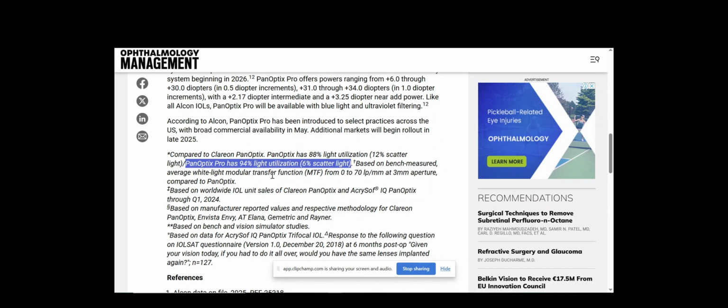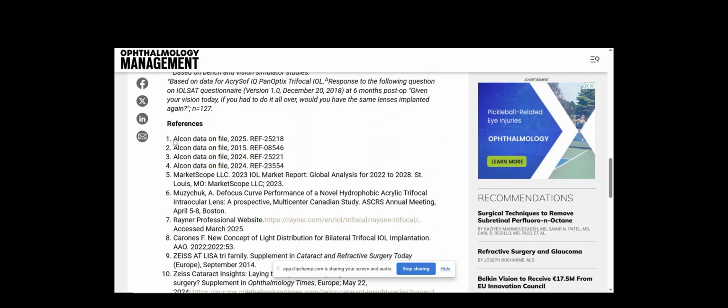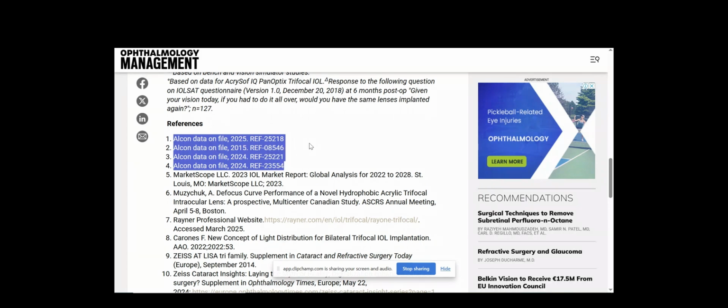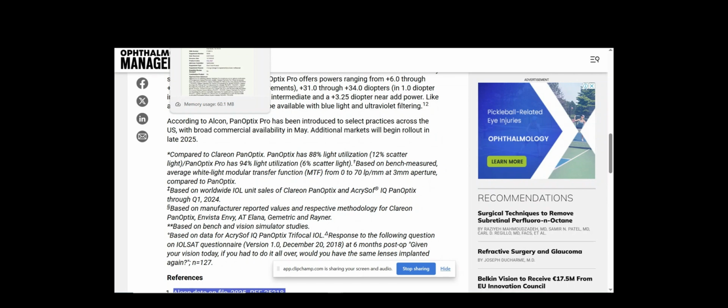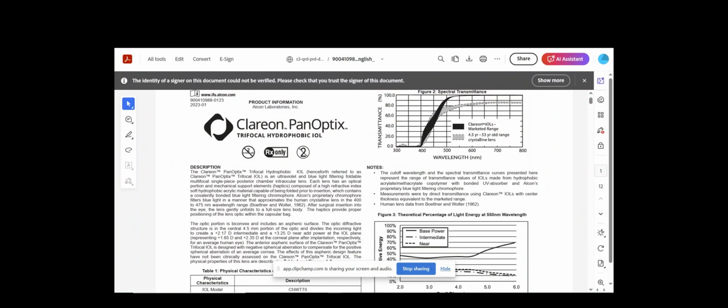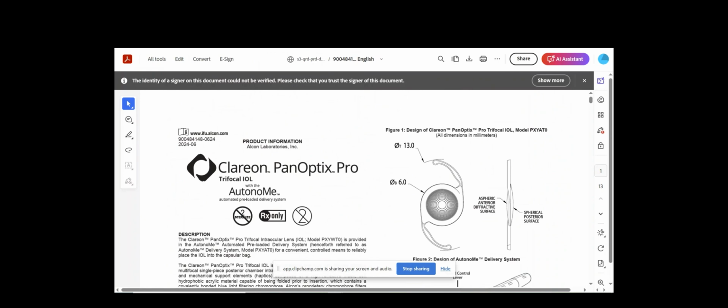Before I go ahead, a caveat: not much information is available about how the Panoptix Pro utilizes 94% of light and reduces light scatter by 6%. Not much information is there. Most of the information quoted here is actually data on file, which is not in the public domain. So let's go into the DFU or the IFU of the Clarion Panoptix and the Clarion Panoptix Pro.